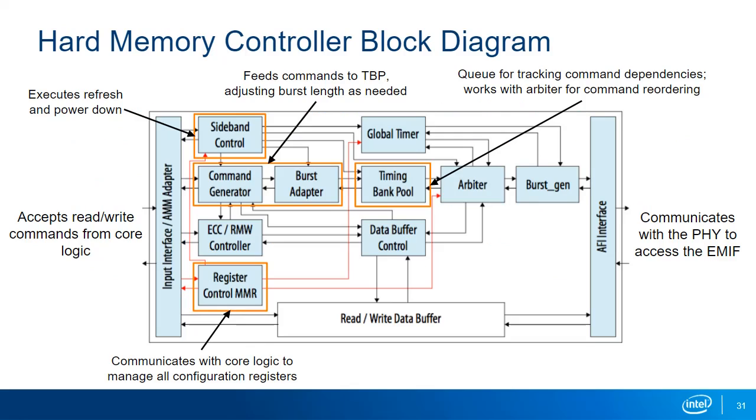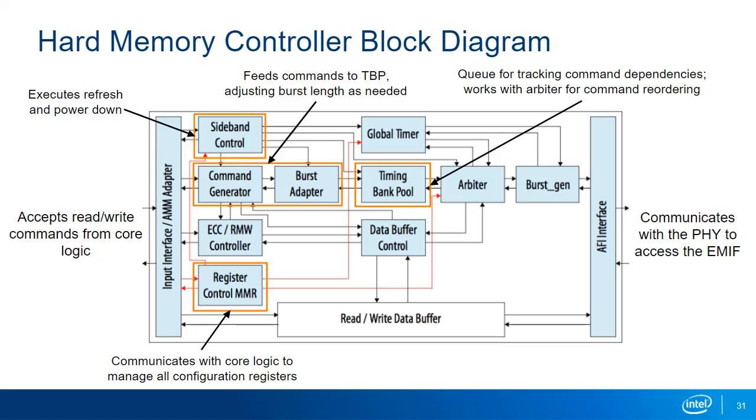The hard memory controller is made up of the components shown here. The input interface on the left is connected to the user logic through an Avalon memory mapped interface. It accepts read and write commands from the user logic and returns read data and other information from the interface. The Altera PHY interface, or AFI, on the right communicates with the PHY, which in turn issues correctly formatted read and write commands to the external memory.